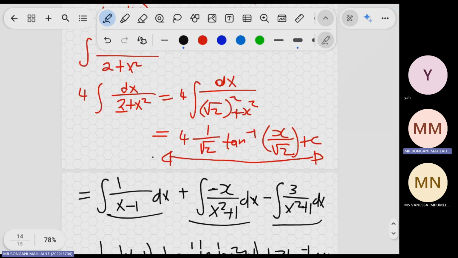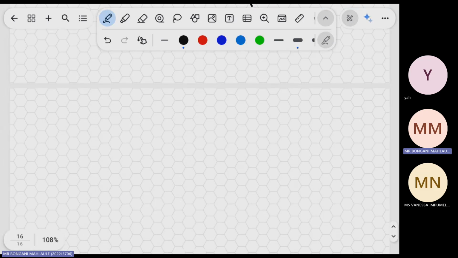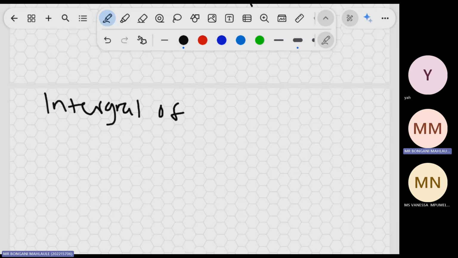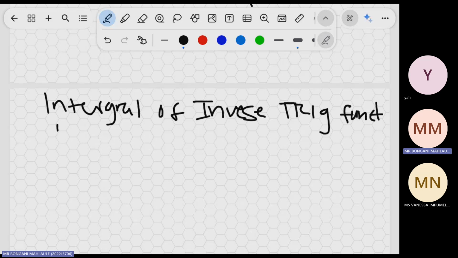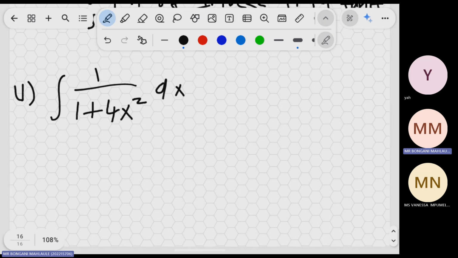Now I'm moving to, let me see what else we can see then. Now I'm moving to the integral of inverse trig functions. So one of those questions we've done already, but I'll just repeat it. I'll try to be fast, guys, because we have a lot to write here.